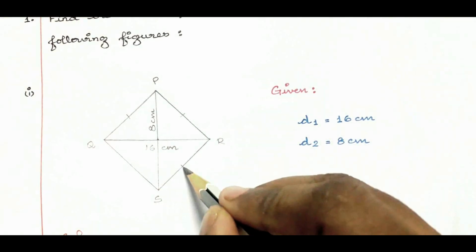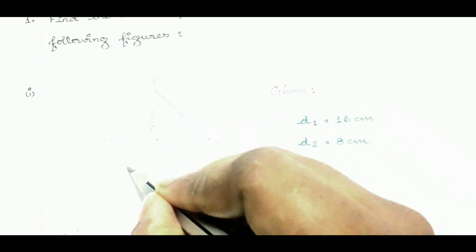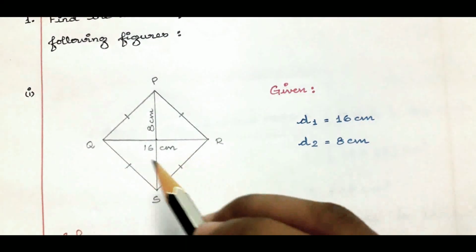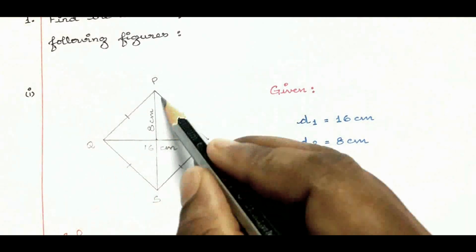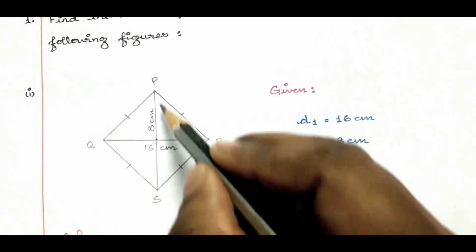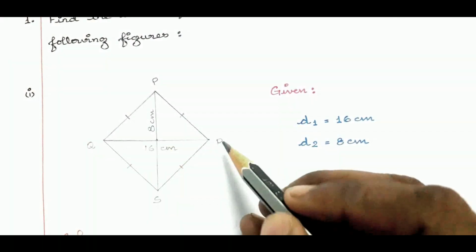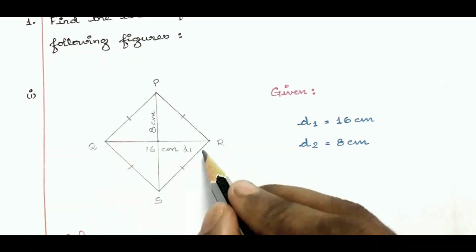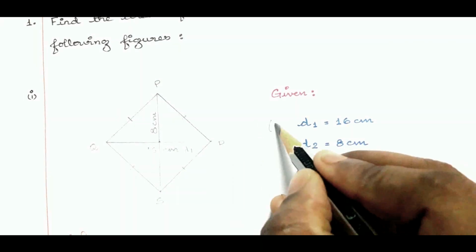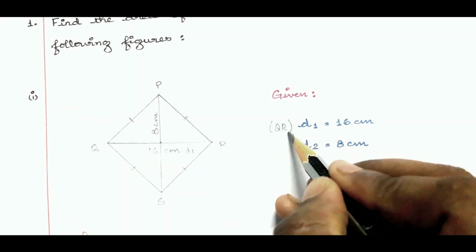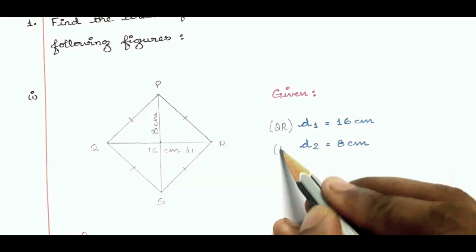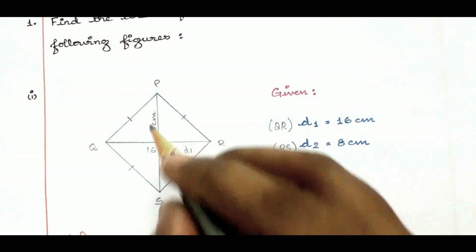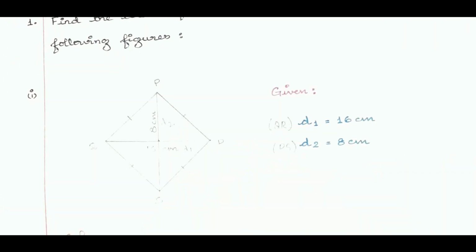Okay, this hyphen over all the sides represents that all the sides are equal. And one more thing they have given here, PS and QR. QR is nothing but the diagonal. We'll take this as D1, QR is diagonal 1 and PS is diagonal 2. Therefore, this is nothing but D2.